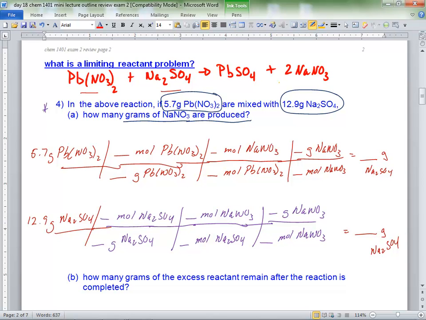Everyone's getting different numbers for the molar mass of lead(II) nitrate. I was cheating, seeing if I didn't have to add it up. You have to add up 1 lead, 2 nitrogens, and 6 oxygens to get that molar mass of lead(II) nitrate.